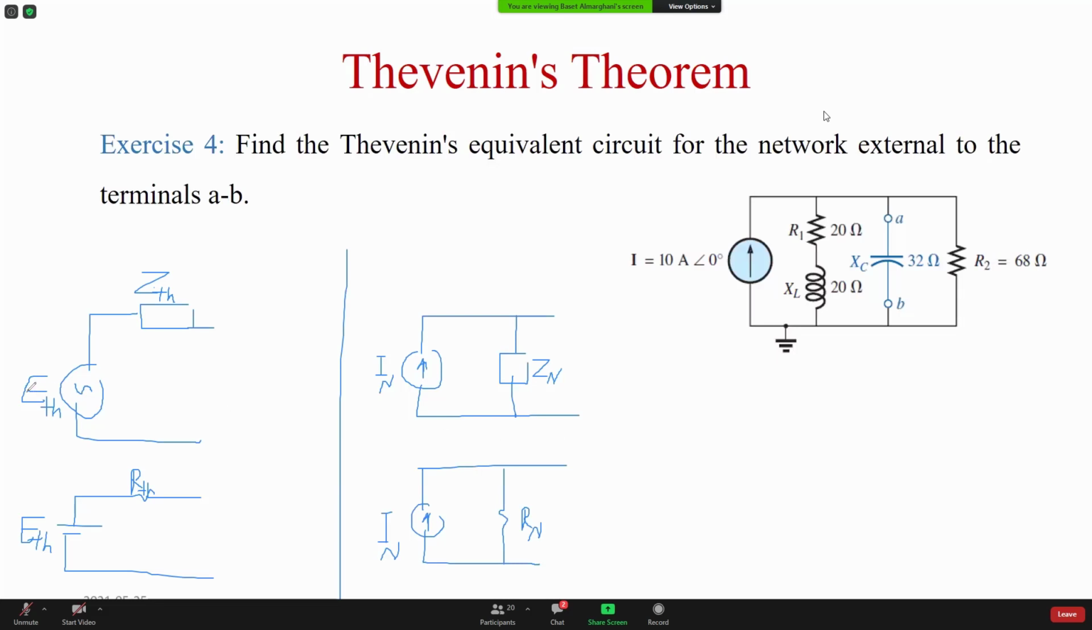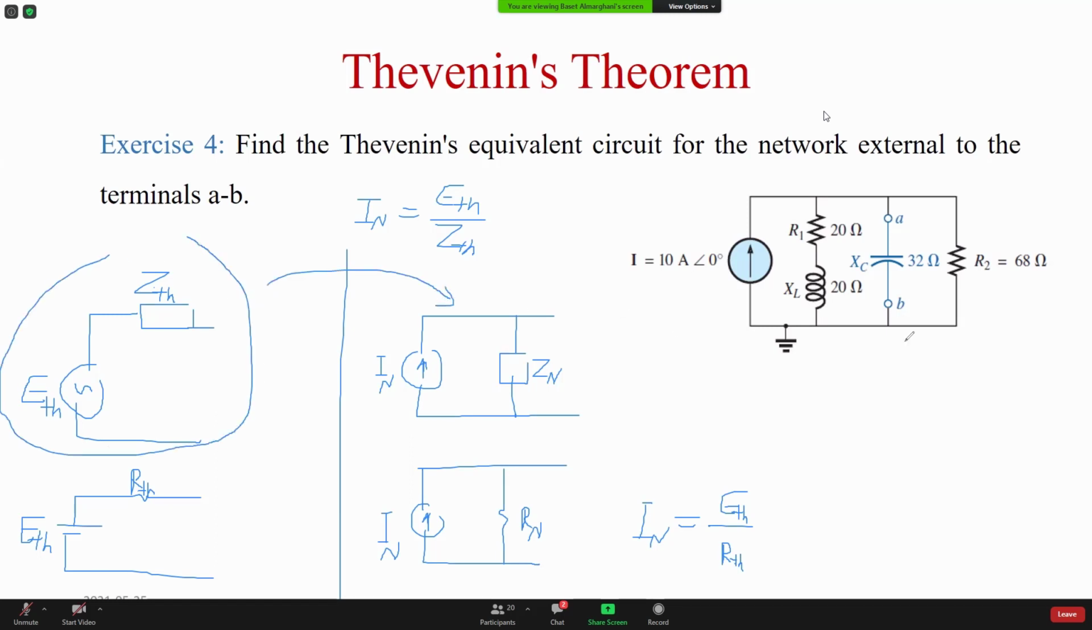Now the relationship between this current and this voltage is Ohm's law. So I Norton is basically E Thevenin divided by the impedance Thevenin. Or in this circuit, I Norton is E Thevenin divided by the resistance Thevenin in the DC. So if you have this equivalent circuit, it's easy to find the other equivalent circuit.